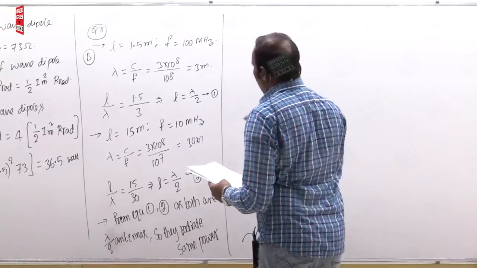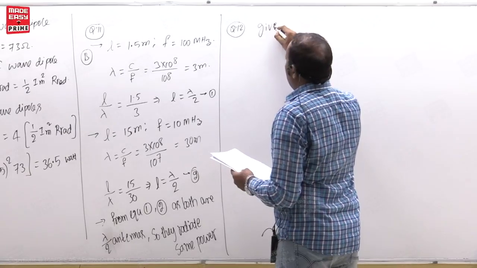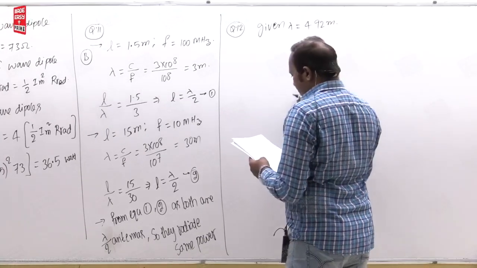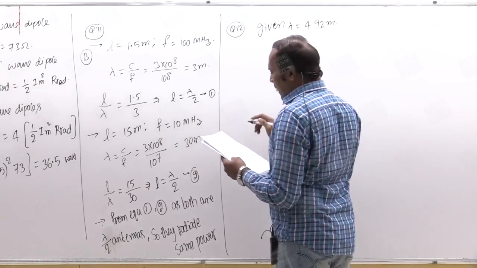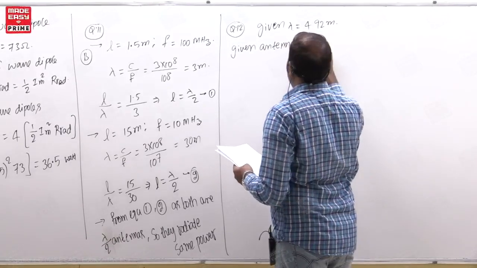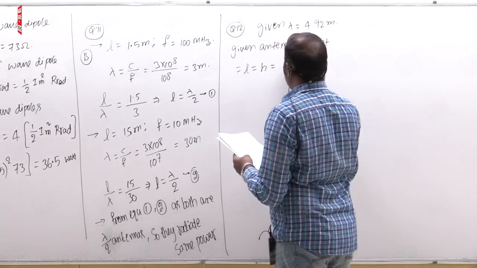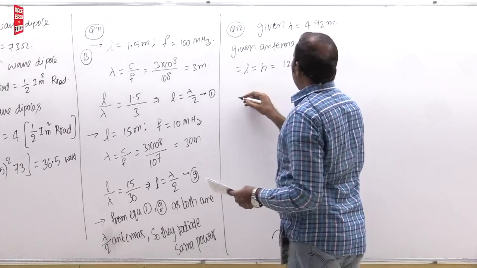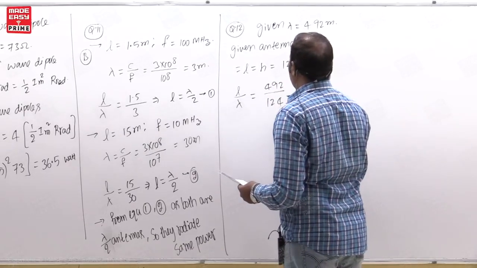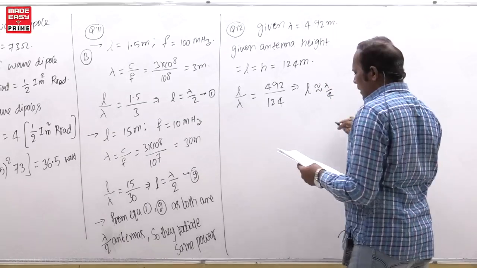Now you see question number 12. Question number 12 is actually given, dear students, lambda is equal to 492 meter, right? Given antenna height, that is nothing but length, is 124 meter. So you take the L by lambda ratio. L is 492, this is 124. Approximately this is a lambda by 4 antenna, that is more than enough.